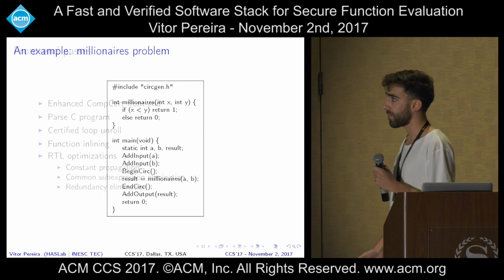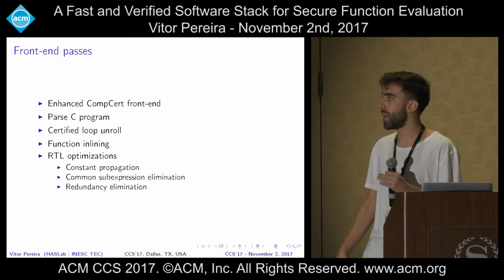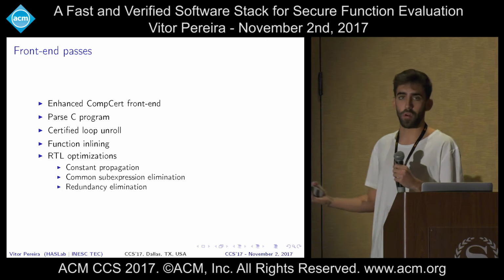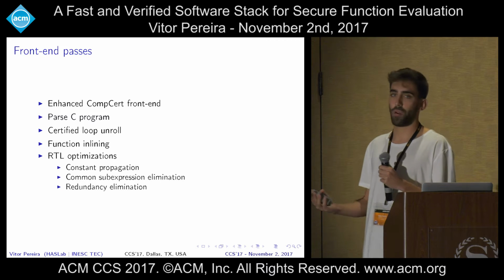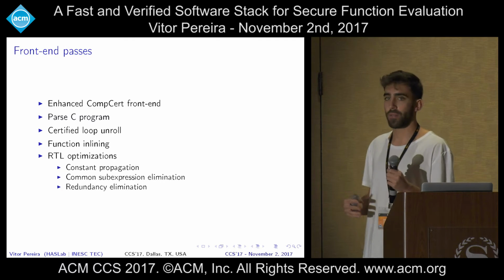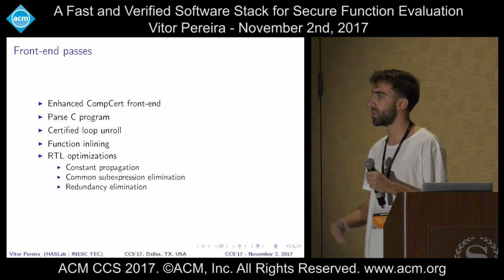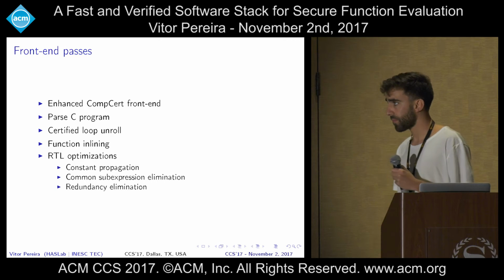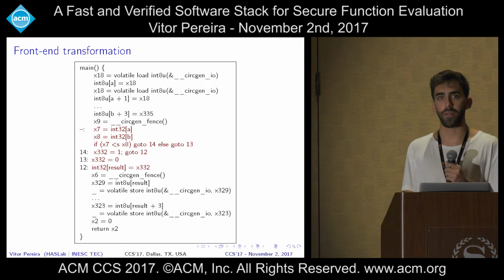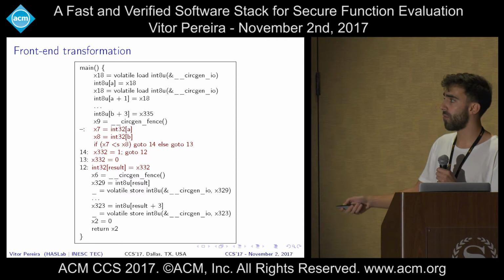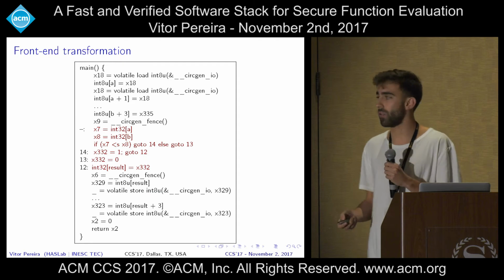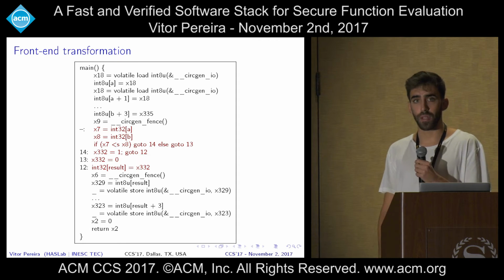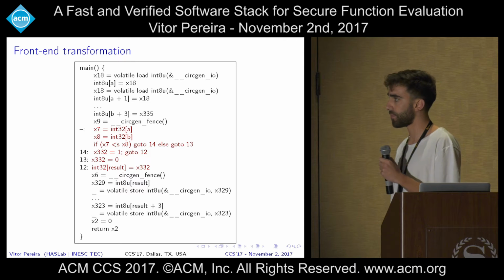The first step, the front-end passes, are, as I said, the first compilation steps of CompCert. We use CompCert to parse the C program, to perform some certified loop unrolling, to inline functions, and to address some RTL optimizations like constant propagation, common subexpression elimination, and redundancy elimination. This is the aspect of the program after the front-end pass. As you can see, we only have one function now, since the millionaire's function was inlined into the main function, here represented in red. And you can see that we have here the memory instructions typical of RTL.